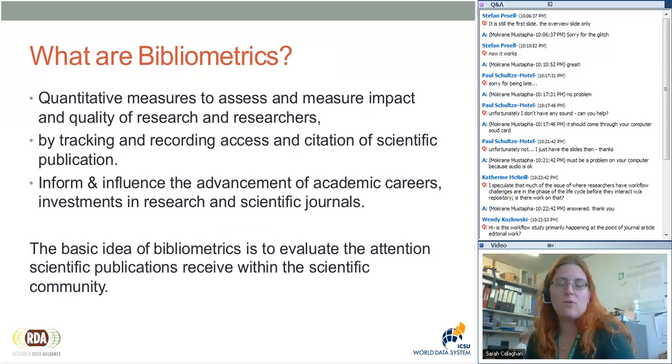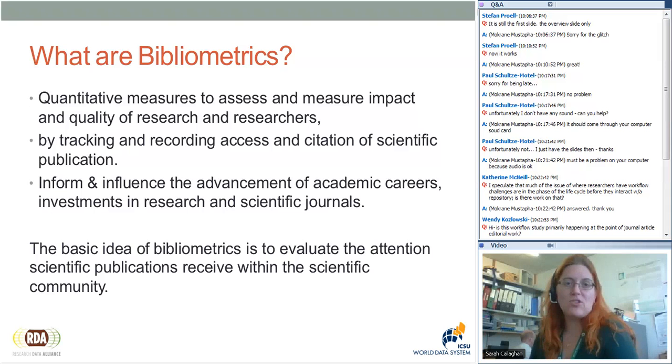Bibliometrics are more commonly thought of in terms of the publications world, where they apply to things like journal articles and books and the like. Bibliometrics are really quantitative measures to assess and measure the impact and the quality of a piece of research and of the researchers that produce it. They do this by tracking and recording access and citation of scientific publications. And of course, life being what it is, as soon as you put a number on anything to measure it, that measurement instantly becomes of use to people who want to have hard figures for their justifications for advancing academic careers or providing funding for research.